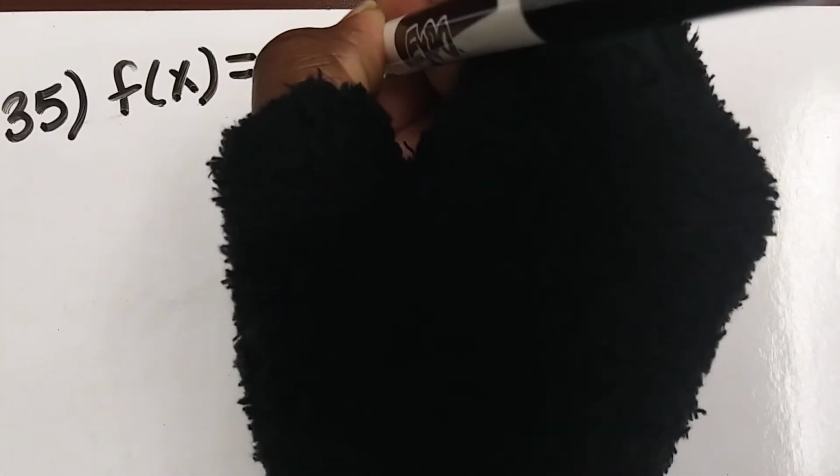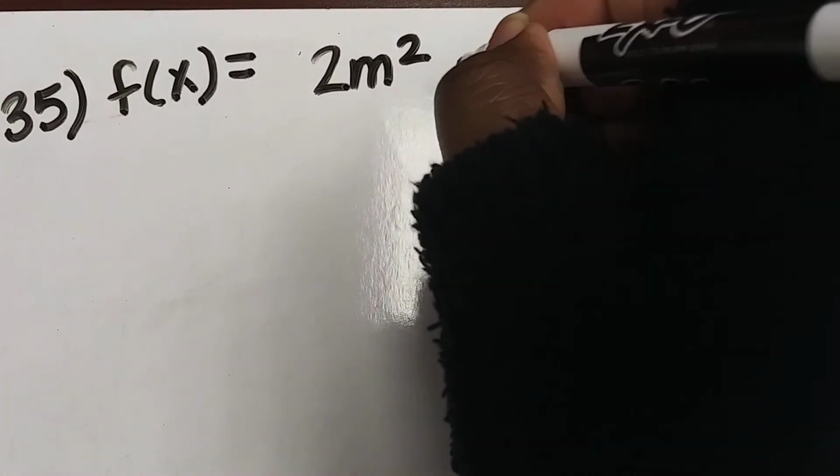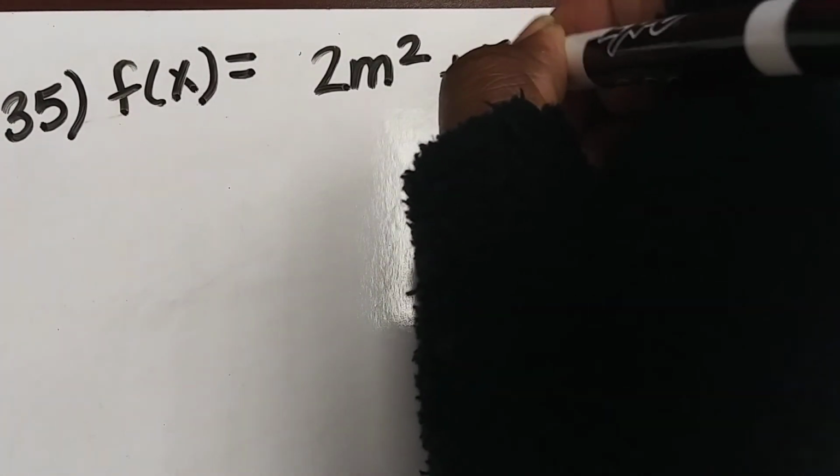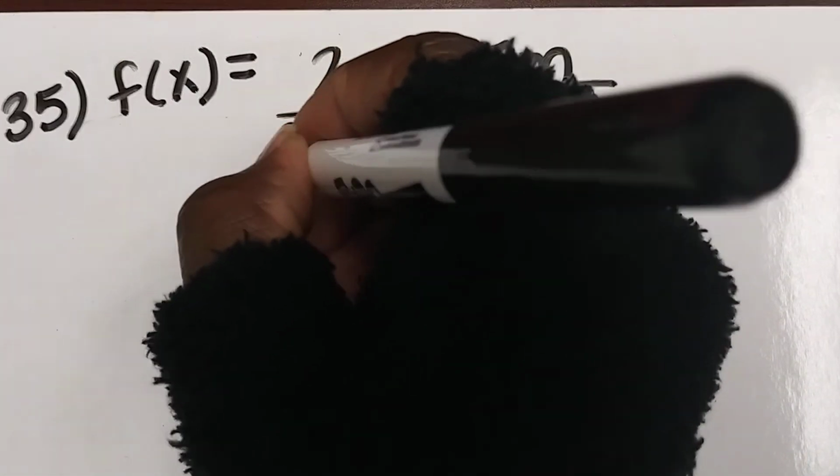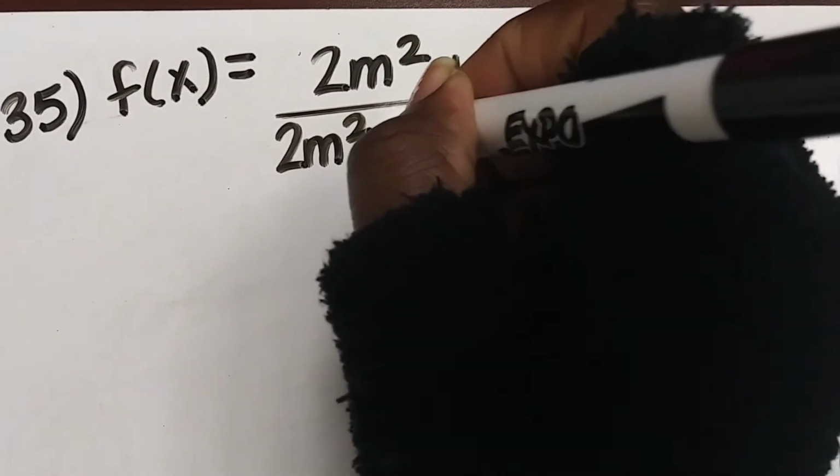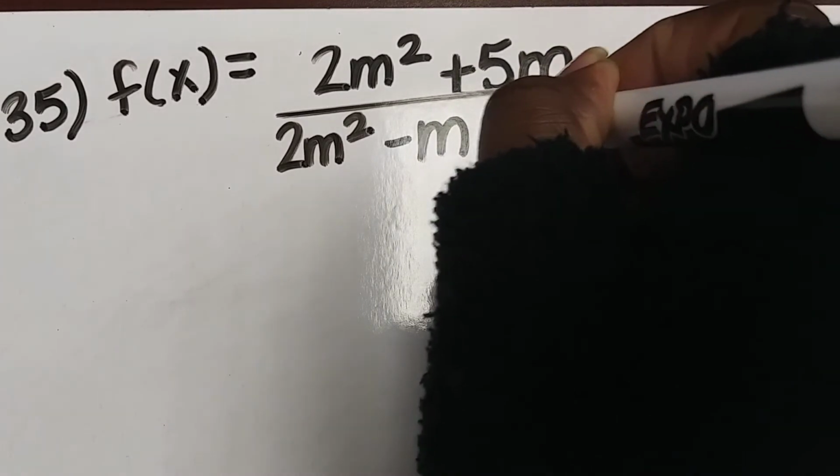Let's try another one. 35. I have f of x equal to 2m squared plus 5m over 2m squared minus m minus 3.